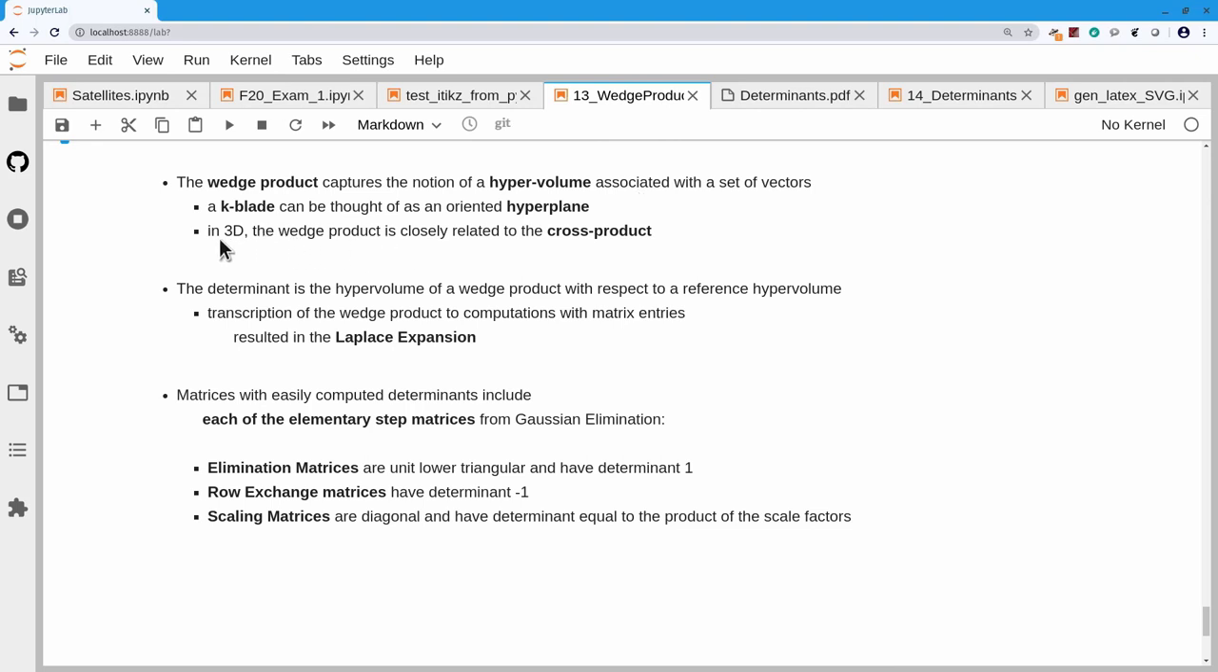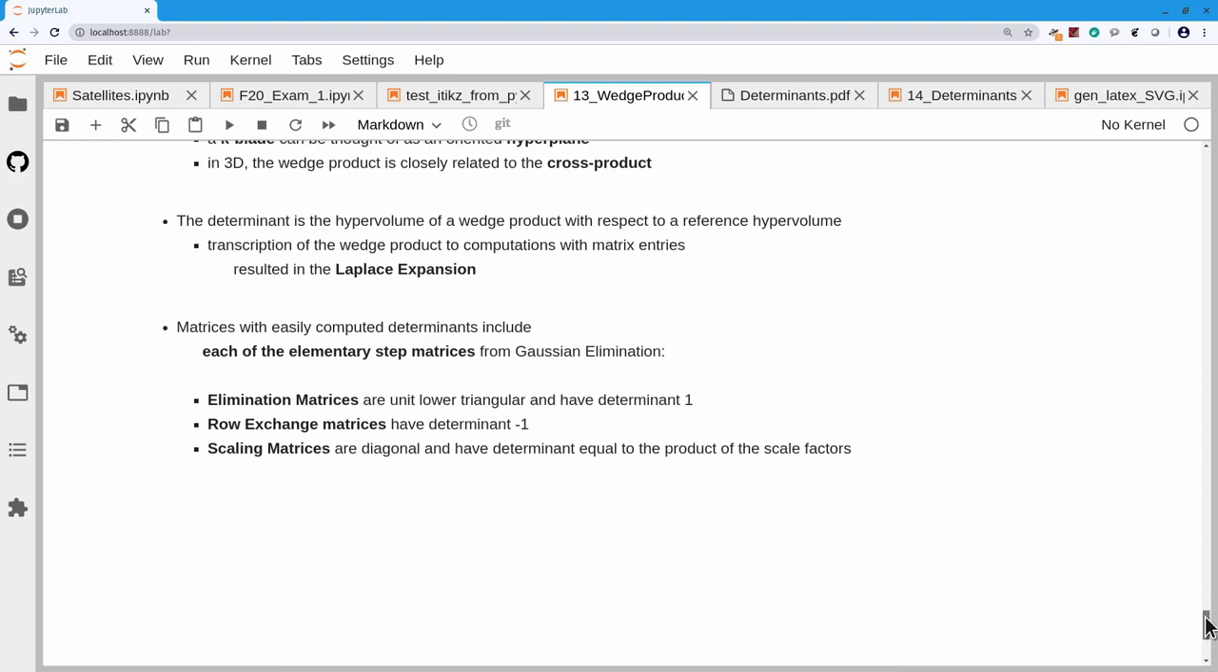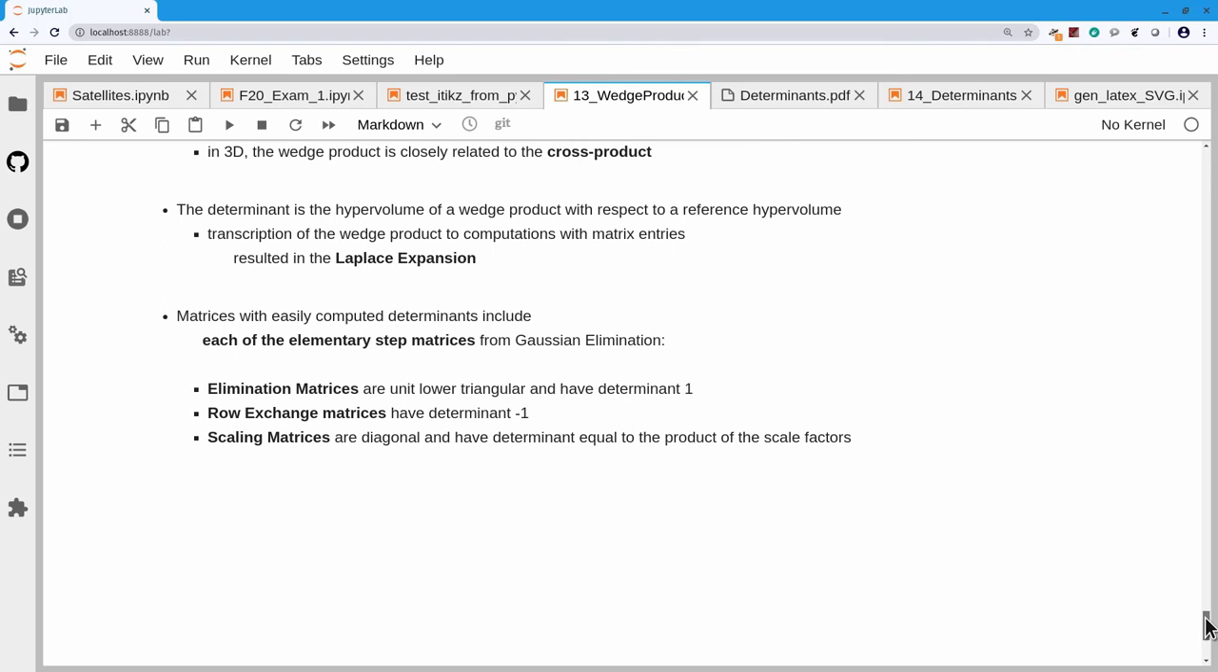In 3D, the wedge product is very closely related to the cross product. The cross product also computes an area of 2 vectors and a corresponding orthogonal vector, and that orthogonal vector is what makes a cross product useless in other than 3 dimensions. The determinant then is just the hypervolume that we get from that wedge product with respect to a reference hypervolume. And the transcription of that wedge product into looking at what happens to entries in a square matrix gave us the Laplace expansion computation.